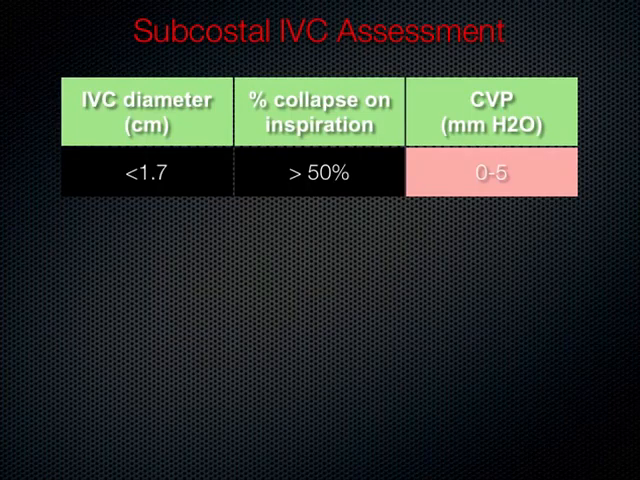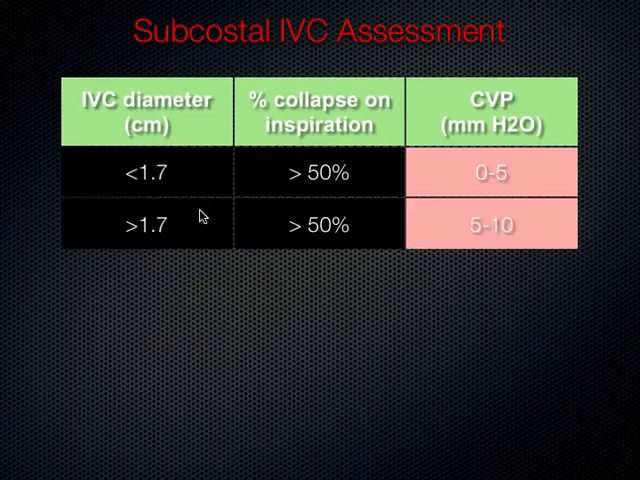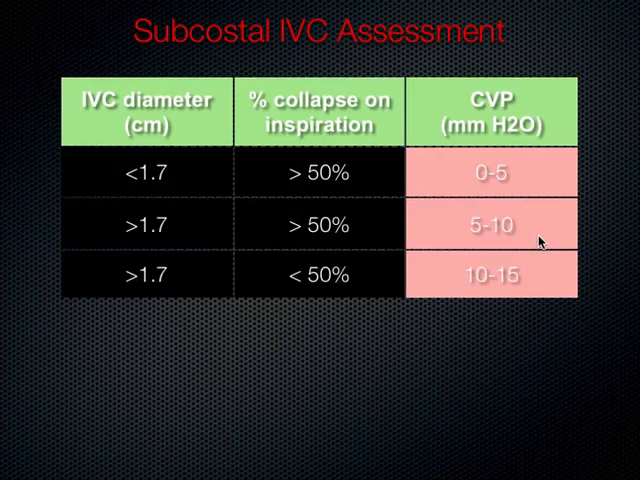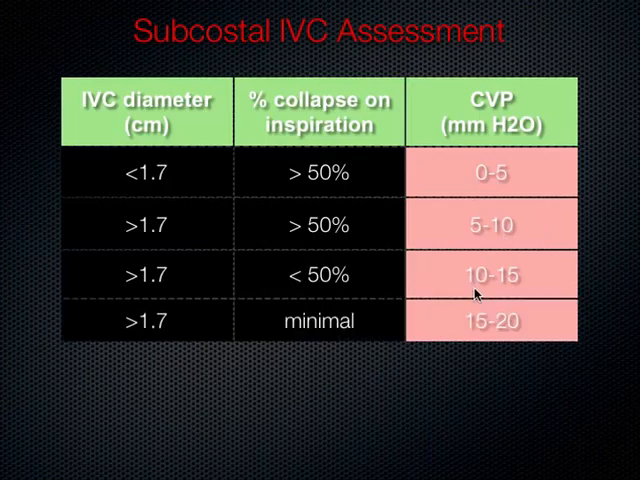So for example, if the IVC diameter is small, less than 1.7 centimeters, and there's more than a 50% collapse upon inspiration, then the CVP, or central venous pressure, or how hydrated the patient is, is said to be very low, 0 to 5. And if the IVC is greater than 1.7, and we still have more than 50% collapse, in this case the CVP is higher, 5 to 10. And then if we have less than 50% collapse, the CVP is even higher, 10 to 15. And then when we have more than 1.7 centimeters, and there's very minimal collapse upon inspiration, the CVP is said to be 15 to 20.